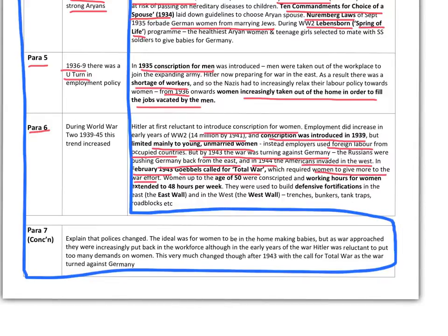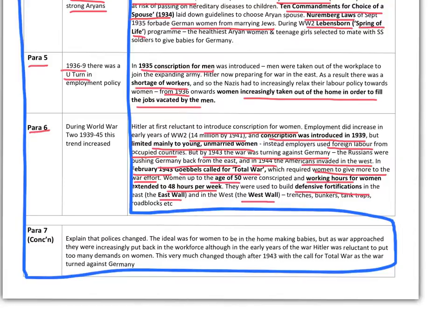So I've included some facts there. Conscription for all women, including married, was introduced up to the age of 50. Working hours were extended to 48 hours per week. And much of the work they were conscripted into was tough labour. Defensive fortifications were built in the east, called the East Wall, and the West Wall in the west. So those are the key points for that paragraph.